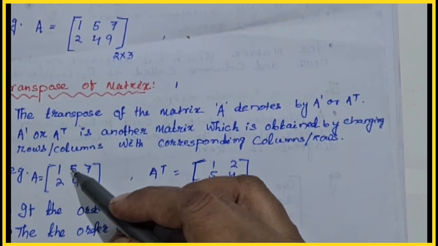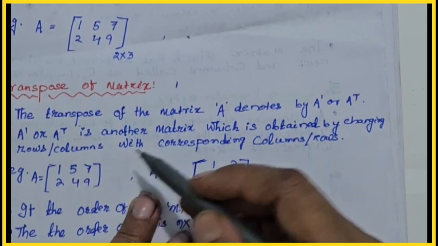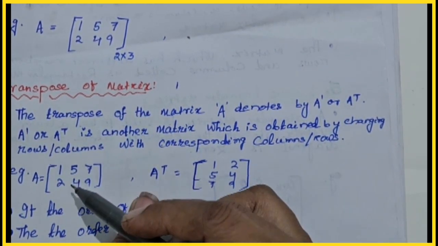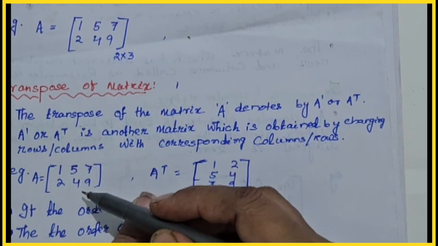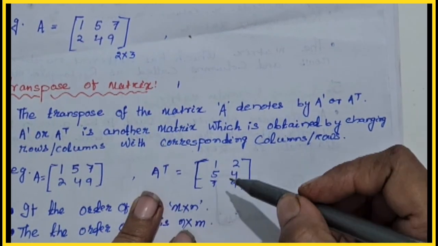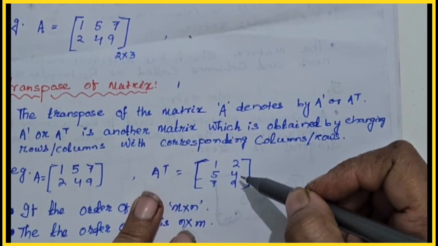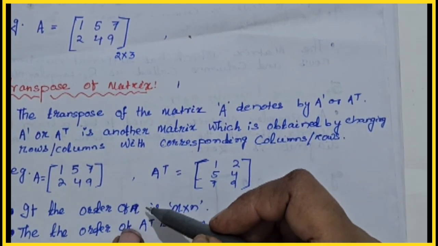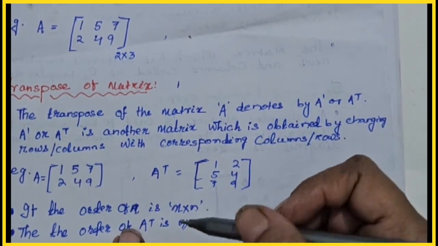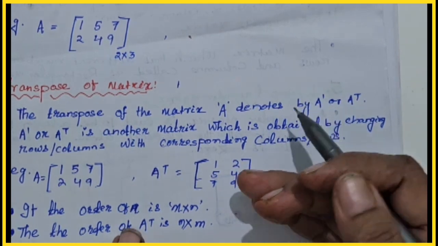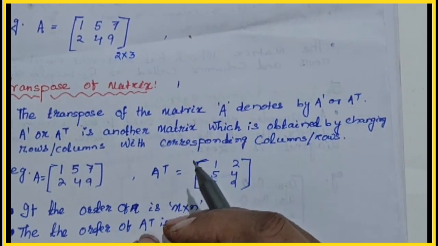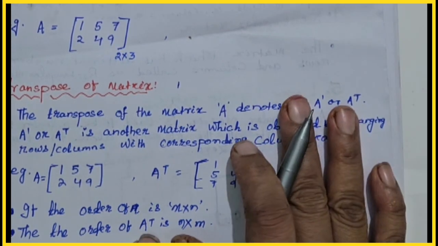1 5 7 are the elements of the first row, so here they are the elements of the first column, and 2 4 9 are the elements of the second row, and here the elements of the second column. That means if the order of a matrix is m cross n, then the order of its transpose will be n cross m.